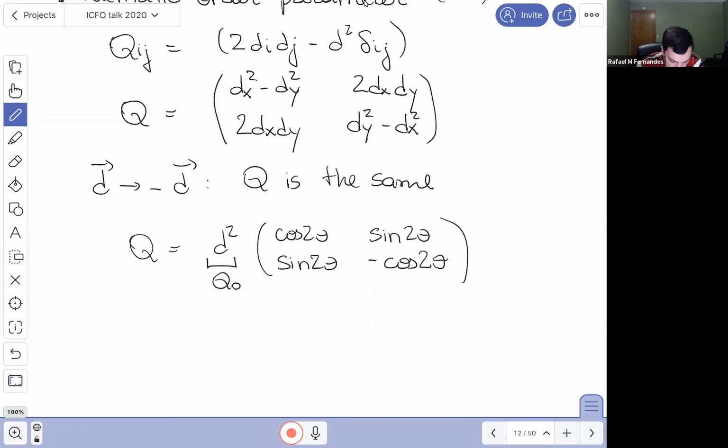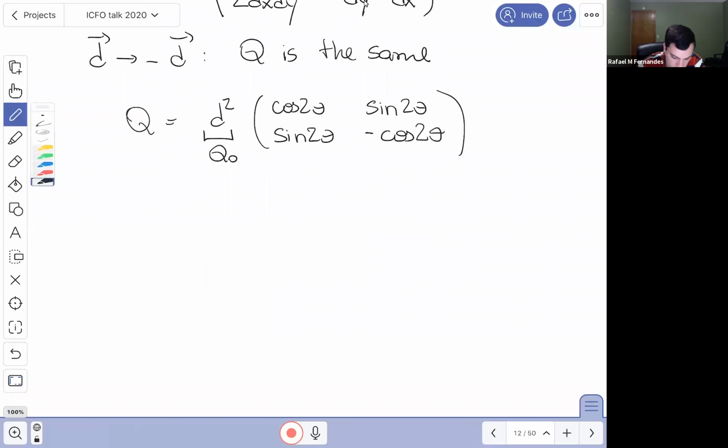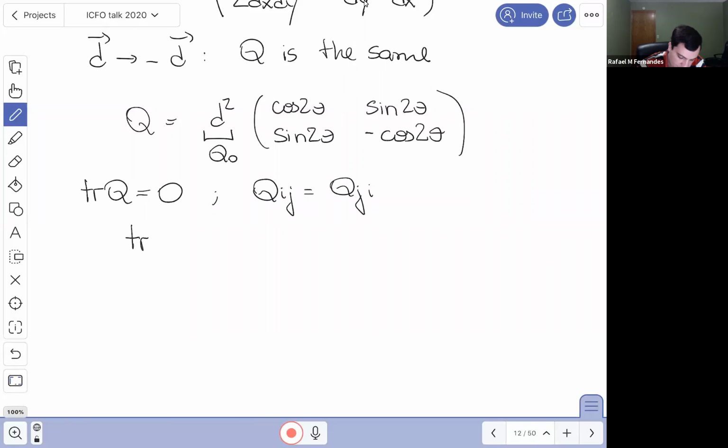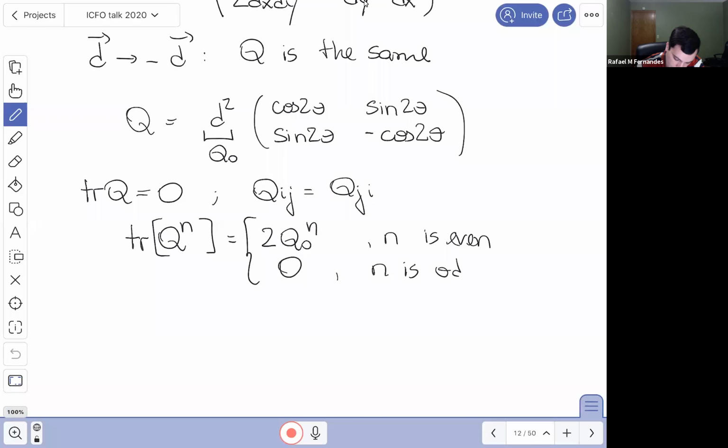Okay? Now, some properties of this order parameter that we immediately see is that this is a traceless order parameter, a traceless tensor. As you can see, if you take the trace, I get zero, and it is symmetric: Q_ij is equal to Q_ji. Okay. The other thing that you find is that generically the trace of Q to the power n is going to be 2 times Q naught to the power n if n is even, and 0 if n is odd. Okay. So these are some of the properties of this order parameter.